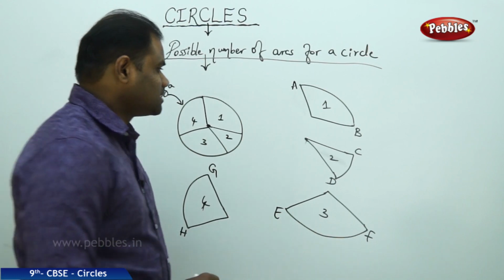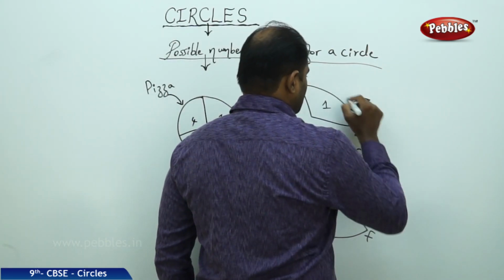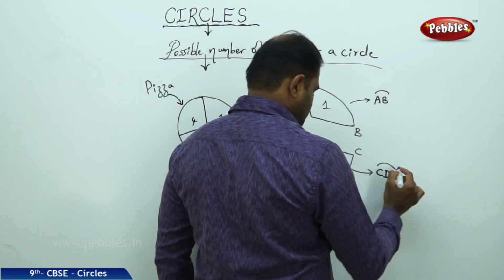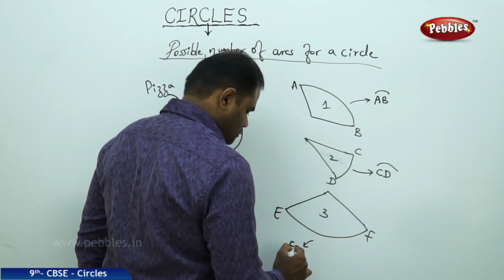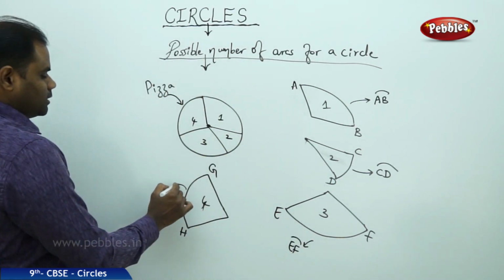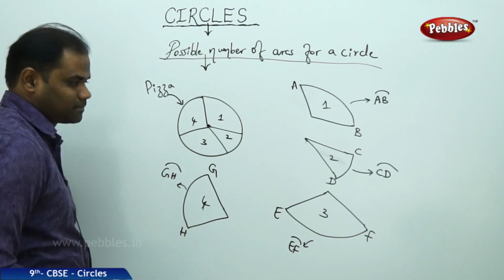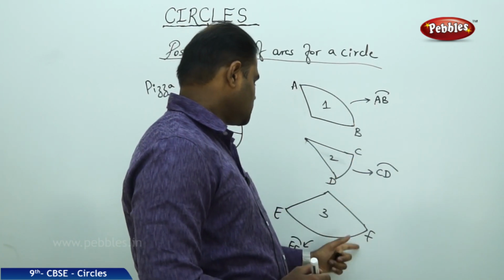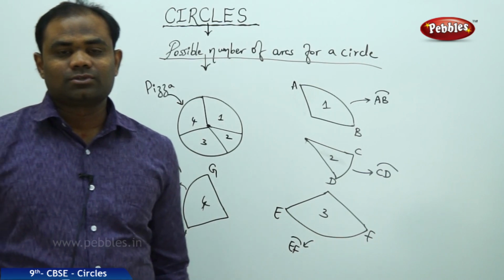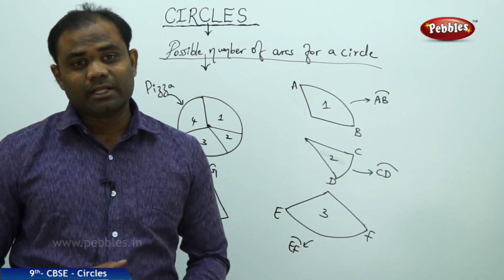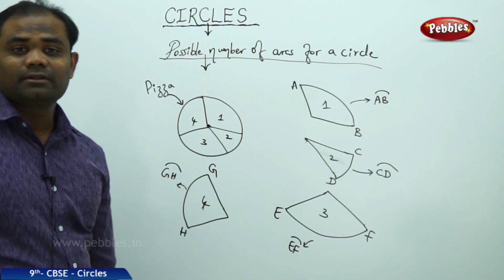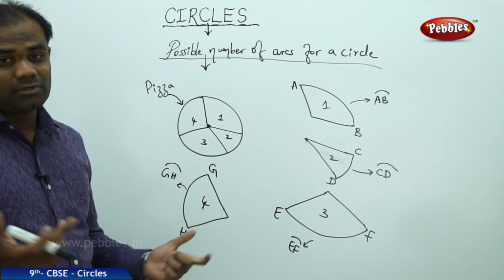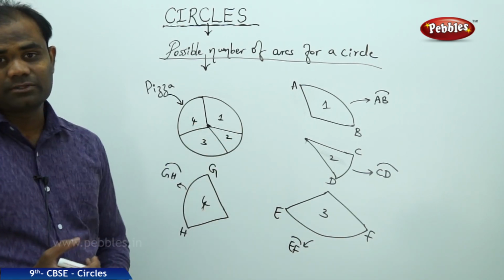So in this case, I see the length of this arc on the outer face is AB, CD, EF, and here the length of arc is GH. So each of the arcs have different lengths, this being AB, CD, EF, and GH. So there are different possible lengths of arcs which can be identified in a circle. If I cut the pizza into 100 times, I get different number of pieces with different lengths of arcs.